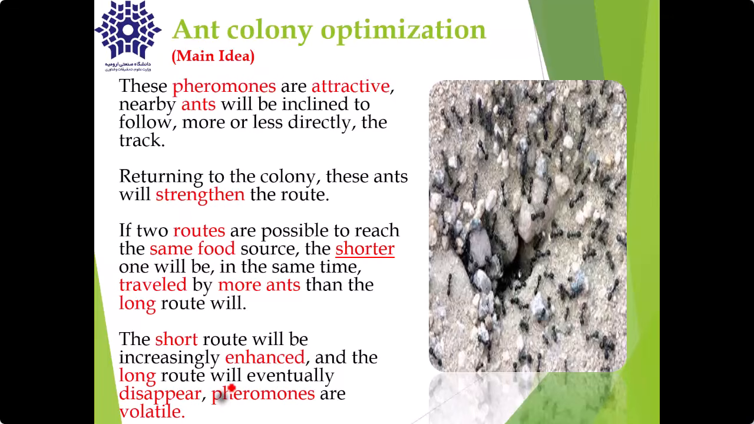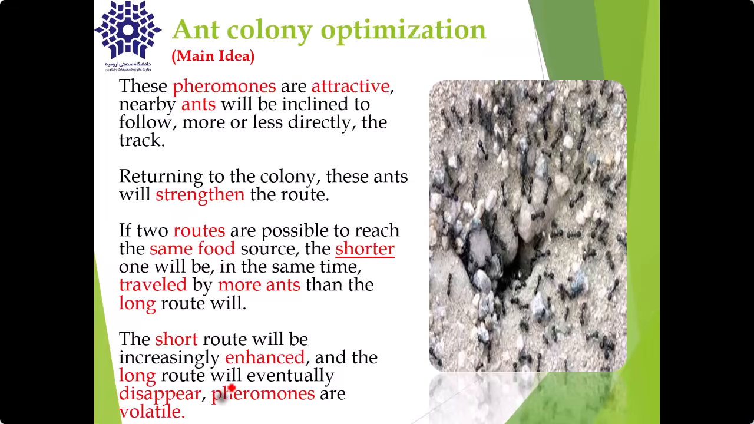How? If two routes are possible to reach the same food source, the shortest one will be traveled at the same time by more ants than the longer route, because the longer route takes more time to travel. This shortest route will be increasingly enhanced and the long routes will eventually disappear.